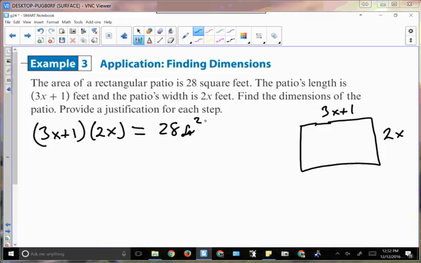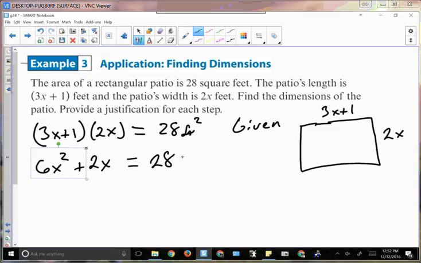It tells you. What word do we use to identify that? Thank you. Okay, what should be the next step? If I multiply this out, that gives me 6x squared plus 2x is equal to 28. Right? Is that a good way to do this?